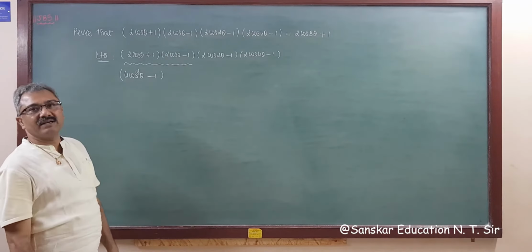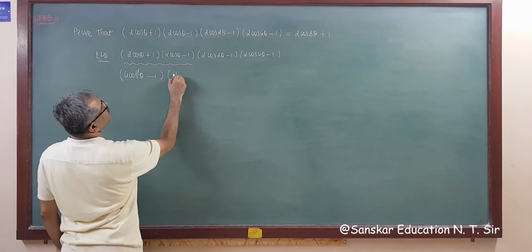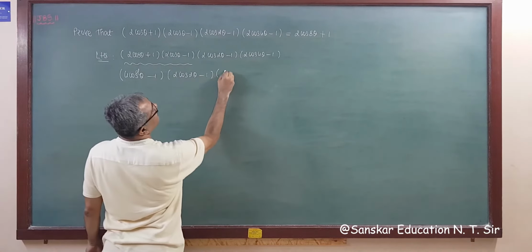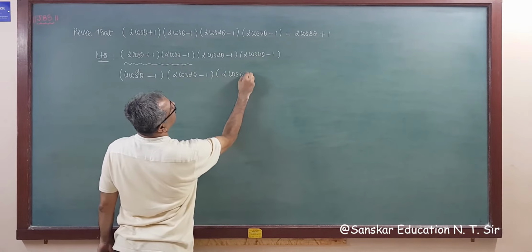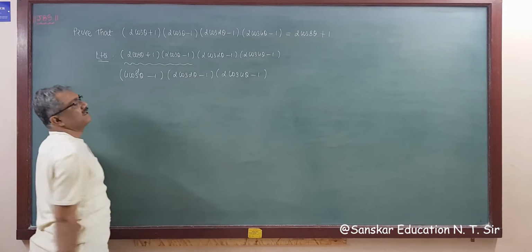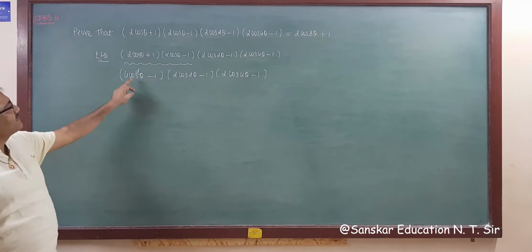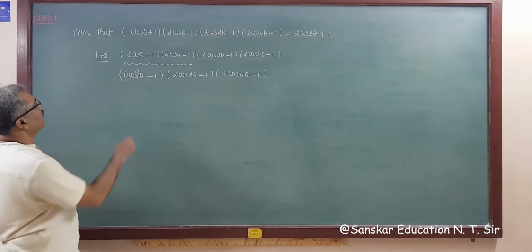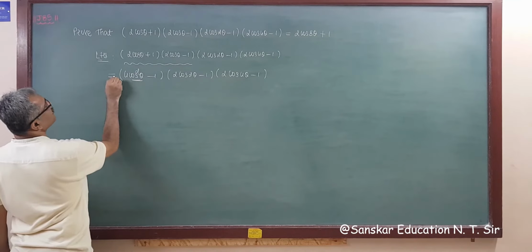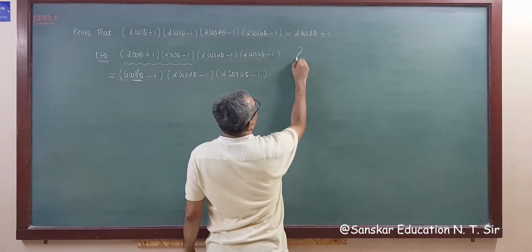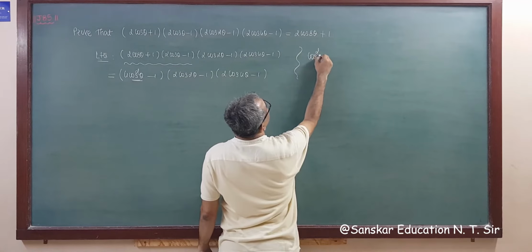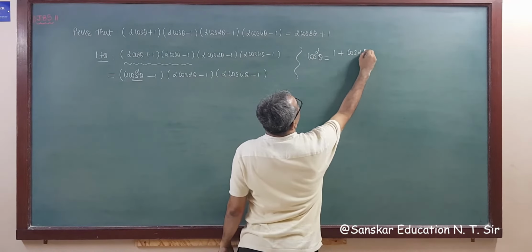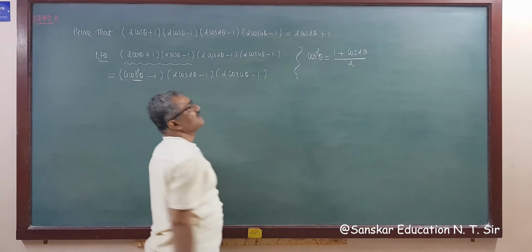4 cos square theta minus 1. And this is 2 times cos 2 theta minus 1. And this is 2 cos 4 theta minus 1 as it is. Now it doesn't require this cos square theta, we require 2 theta. So for cos square theta, we know the formula: cos square theta is (1 plus cos 2 theta) by 2. This is the formula.